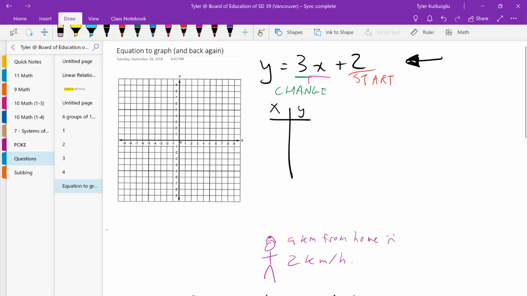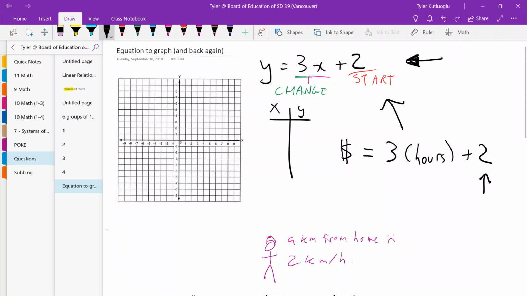So let's go back over what this equation means so we know the basics. If I had an equation like this, y equals 3x plus 2, I know the start number is 2 and the change number is 3. Let's think of a situation so that this makes sense. Let's say the total amount of money I have is equal to 3 times the number of hours plus $2. So I started with $2 and I get $3 for every hour that passes.